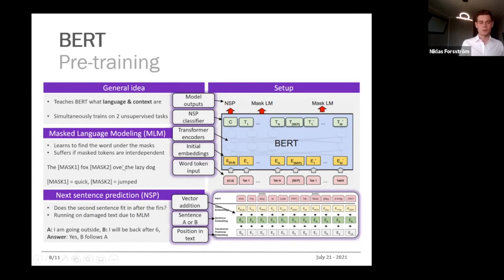The second task is what's called next sentence prediction. Here you give BERT two input sentences, and you ask it to predict whether the second sentence follows the first. So as an example, "I'm going outside" is the first sentence, and "I will be back after 6" is the second. If you have those two, then B would follow A. So the second sentence would follow the first sentence. If you, on the other hand, have "I'm going outside" and "2 + 2 = 4," they would not really follow each other. So there the answer should be no.